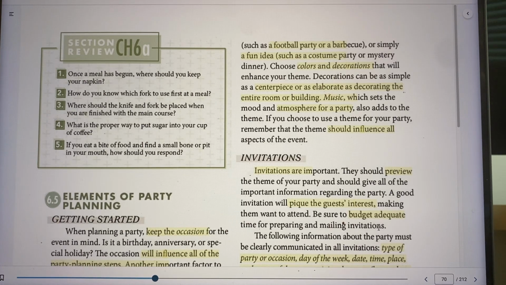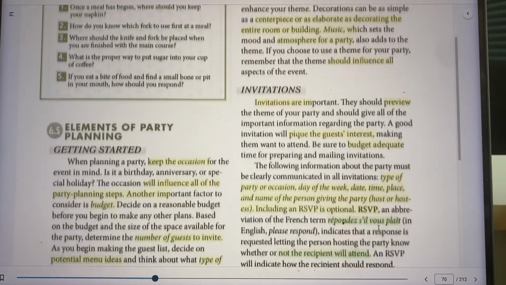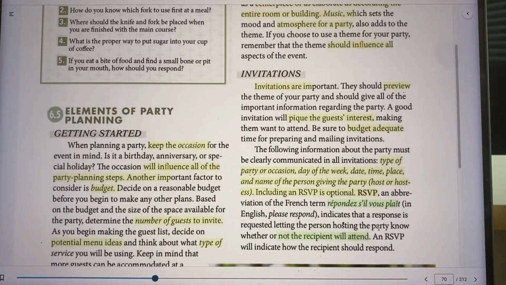Music. It's good to have music to set the mood, the atmosphere of the party. Some people have live music, and some people have just music going on during the party. And not music that's so loud that people can't talk to each other. So if you choose a theme for your party, remember that the theme should influence all aspects of the event. So if you have a theme, the theme is going to be in everything you do. The food, the music, everything's going to go with that theme.